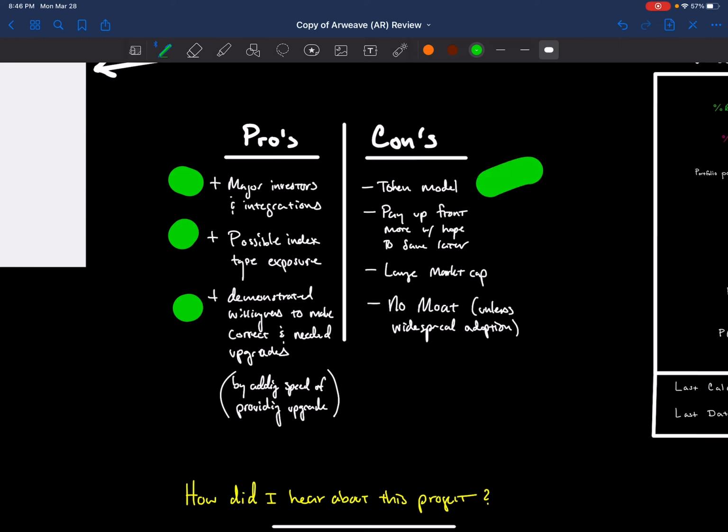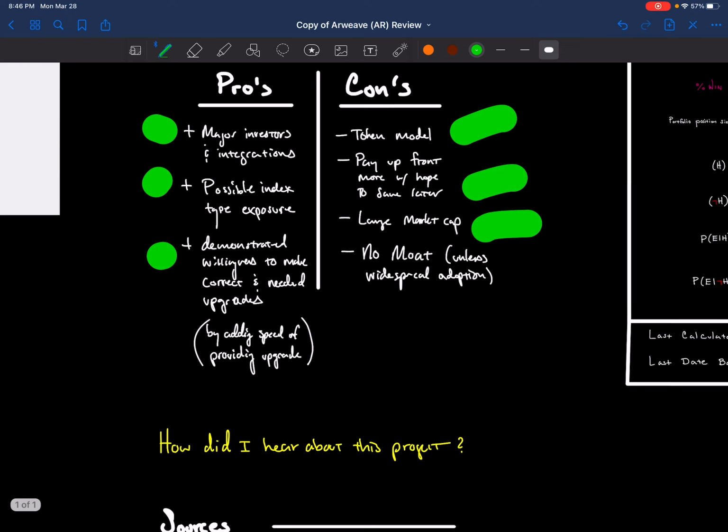Cons: the token model, I don't like it. Pay upfront, more with hope to save later. So you're paying a bigger amount upfront, and I don't see many entities being willing to pay more, or pay for 10, 20 years, to see if that data is useful someday. And if that data becomes useful, then you could establish permanence. So I think that might shrink the market size. The fact that you're paying a large amount up front in hopes of an ROI in the long term. A lot of these businesses, specifically startups, don't want to really do that. Large market cap. It is a large market cap, so that's another con.